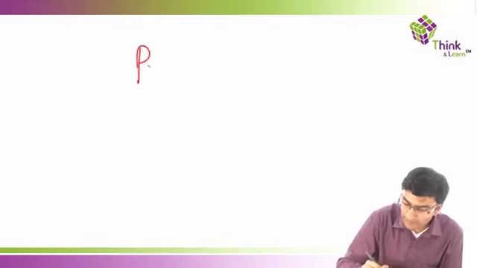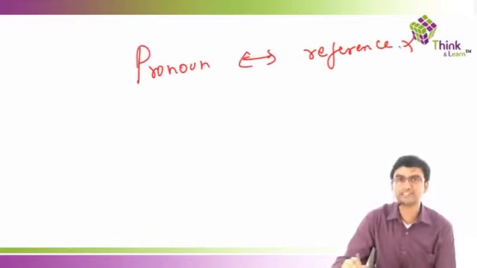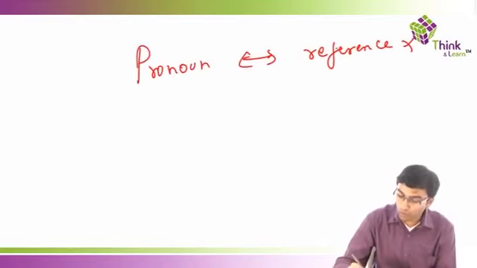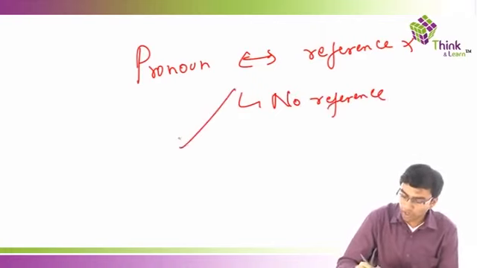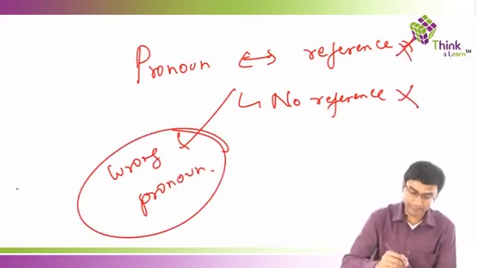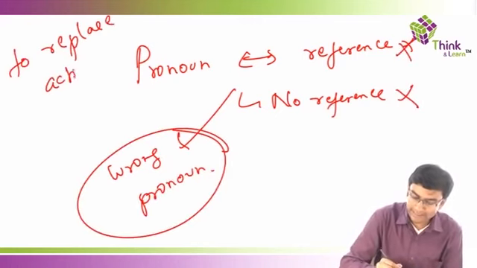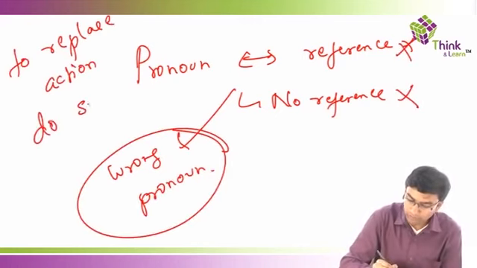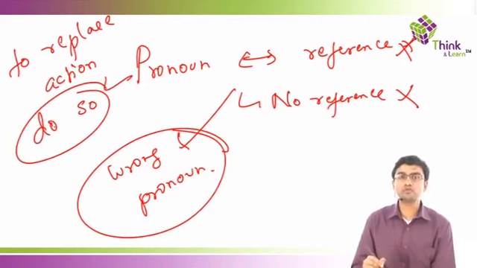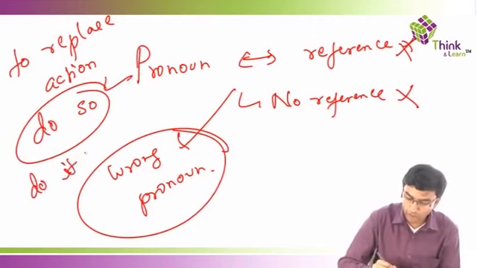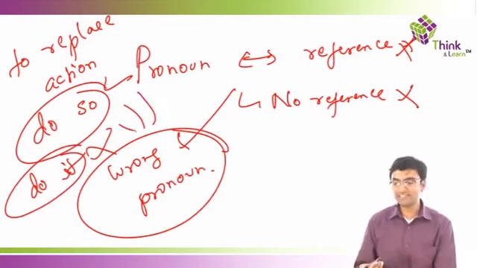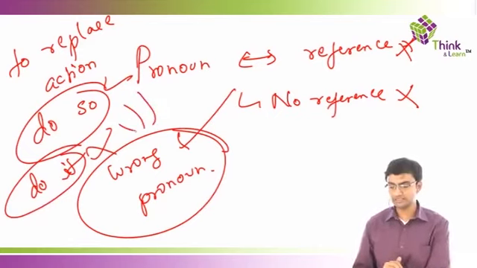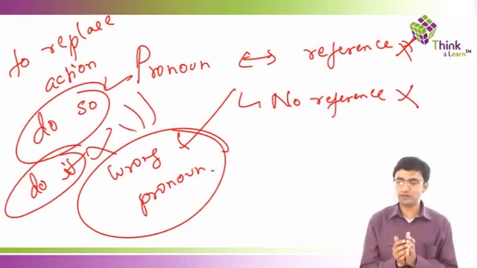And the last step is, if you have a pronoun, sometimes the reference is wrong, or it will have no reference at all. The pronoun will not have a reference, or we have used the wrong pronoun. For example, please understand, to replace an action, we will always say "do so". "Do so" is always used for replacing an action, whereas "do it" is not used for replacing an action. Here we have the wrong pronoun being used. Sometimes the reference is wrong, or there is no reference at all, those mistakes. So this is the logic which you should follow, guys. As long as you follow the logic, it's perfectly fine.